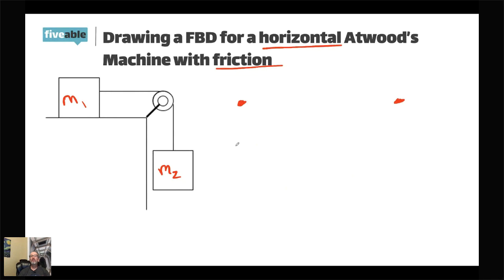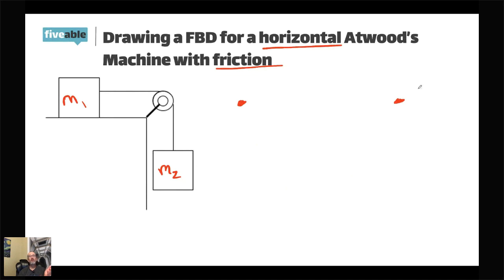Tell me how many forces are acting on M1 in this situation. You can either type a 1, a 2, a 3, a 4, or a 5, so don't go any more than that. So how many total forces are acting on M1? I'm seeing a lot of different answers. I'm seeing both 3 and 4.